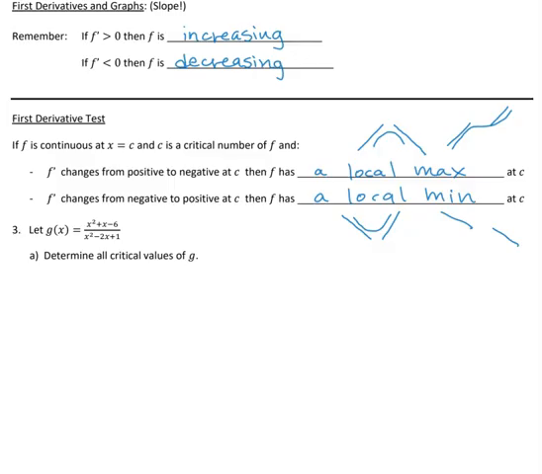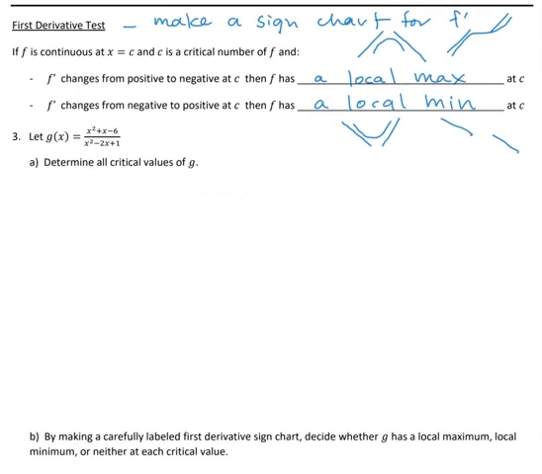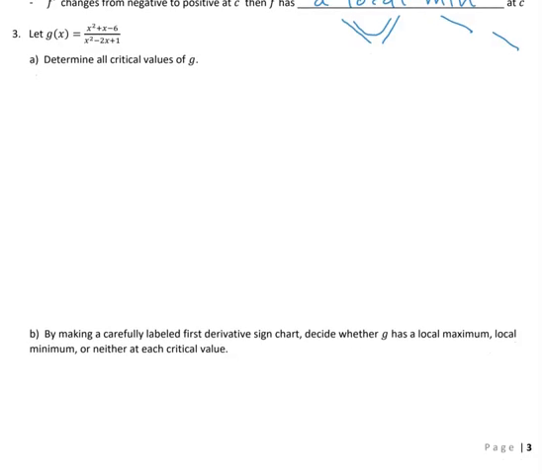Okay, so your first derivative test is going to be to make a sign chart for f prime and then use these definitions below to decide what's a max and what's a min. So let's look at this function right here and find all critical values. So to find a critical value, you're going to take the derivative and you're going to determine when it's 0 and when it's undefined. So let's see, we're going to use a quotient rule here, and it's going to be maybe a little bit messy.